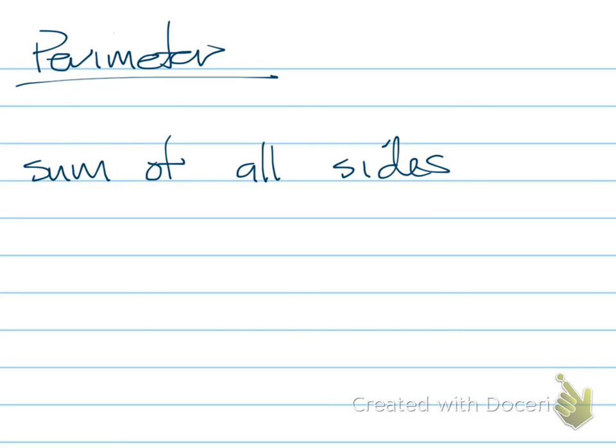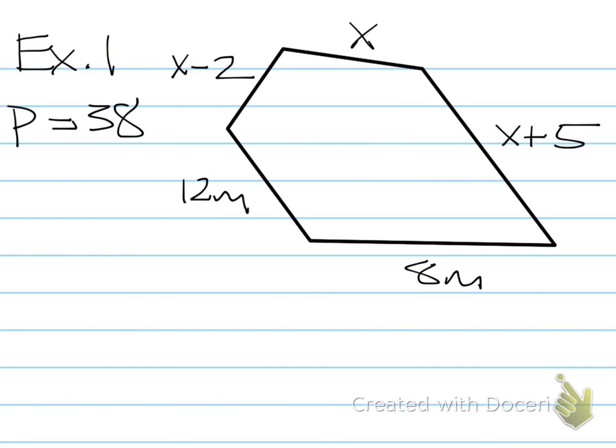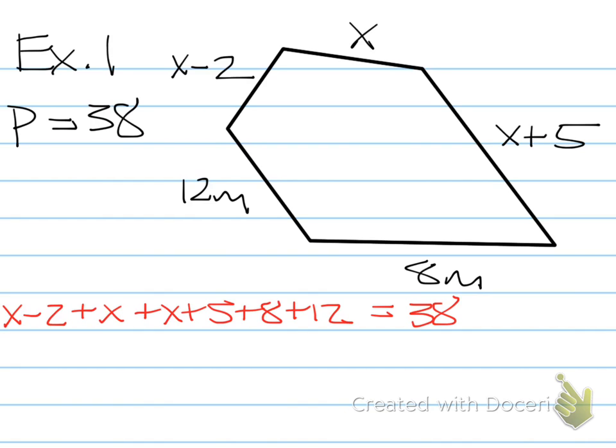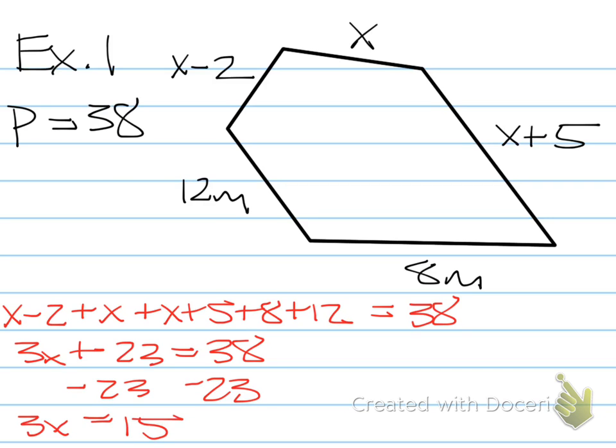In this lesson we're going to be looking at perimeter. Perimeter for any polygon is always going to be the sum of all of its sides. For this polygon, we're told the perimeter is 38, so we're going to set 38 equal to the sum of all the sides of this polygon. And when we combine the like terms on the left side, we get 3x plus 23. Subtract 23 from both sides, and then divide by 3, and x is going to equal 5.